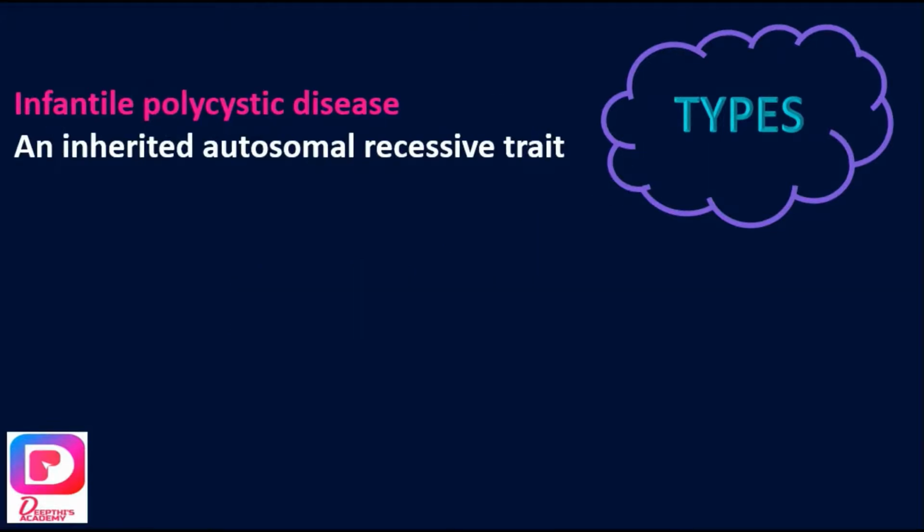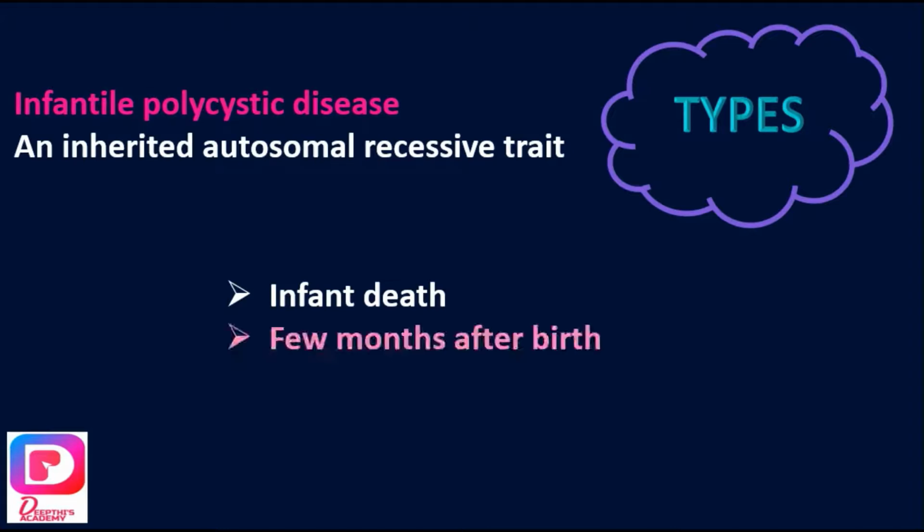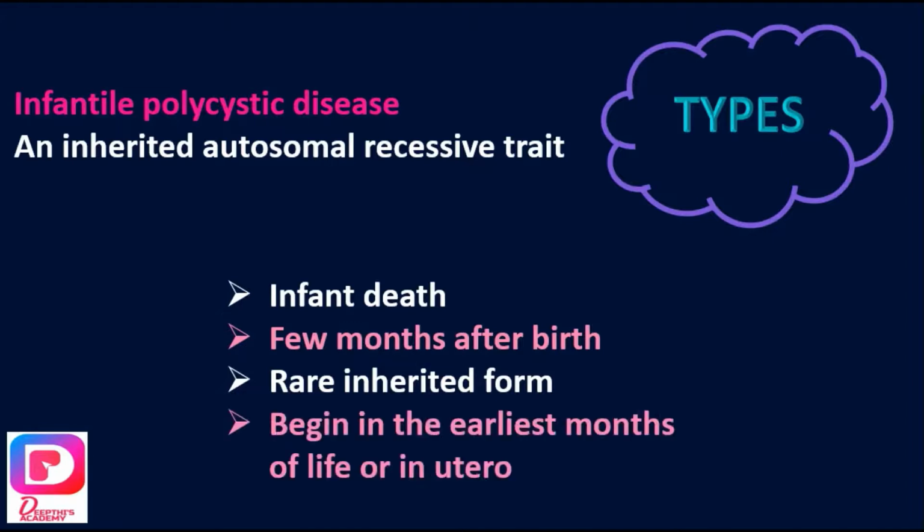Let's see the first one, that is infantile polycystic disease. It's an inherited autosomal recessive trait that results in the death of the infant within a few months after birth. Autosomal recessive PKD is a rare inherited form. Symptoms of autosomal recessive PKD begin in the earliest months of life or in utero.